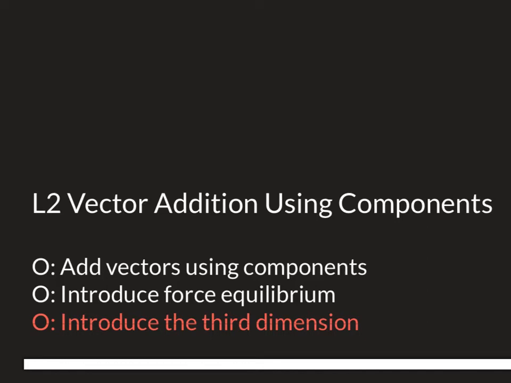Okay, welcome to Lecture 2 of Statics. This is vector addition using components. Basically we're going to do what we did last time, so there will be a little bit of review there because I'm going to do it using the triangle or the parallelogram method, or whatever they want to call it, tip to tail or whatever.